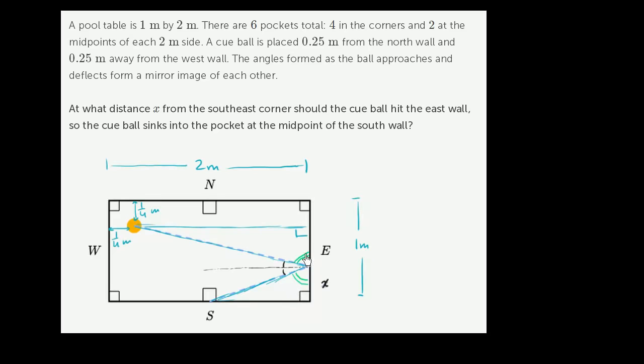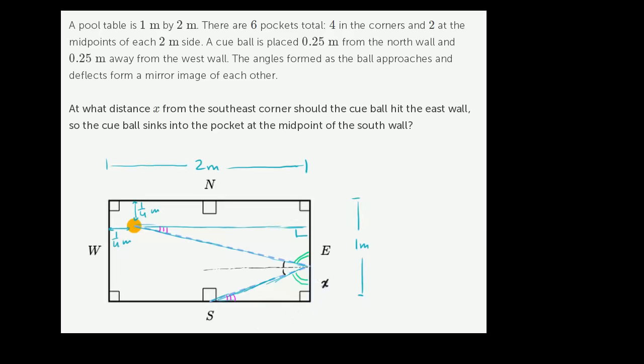How do we know they're similar? Well, they both have a 90-degree angle, and they both have this green angle. So the third angle must also be the same. If you know 2 angles, you know what the third angle has to be. If 2 corresponding angles of 2 different triangles are congruent, then the triangles are similar. So this top triangle is similar to this bottom triangle. That means the ratio of the lengths of corresponding parts of those triangles are going to be the same.